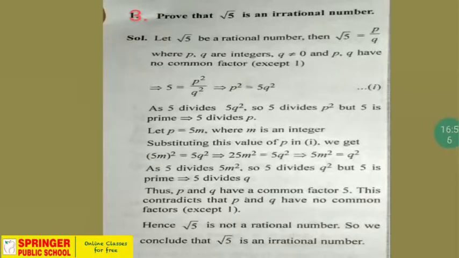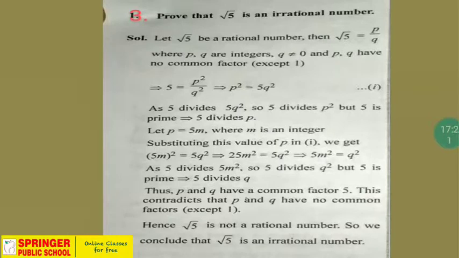These types of proofs are called proof by contradiction. That means in this type of proof, if I have to prove that root 5 is an irrational number, first of all I will assume that it's a rational number, and then at the end of the question I will show that my assumption was wrong, and hence it will be an irrational number. So what we will do is, you can check on the board.